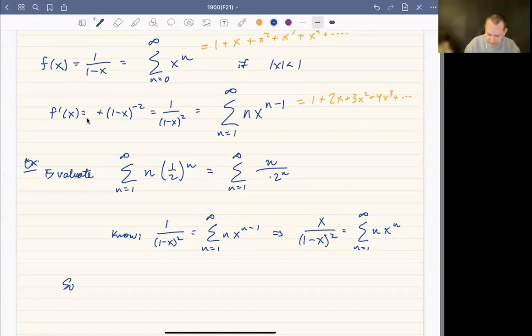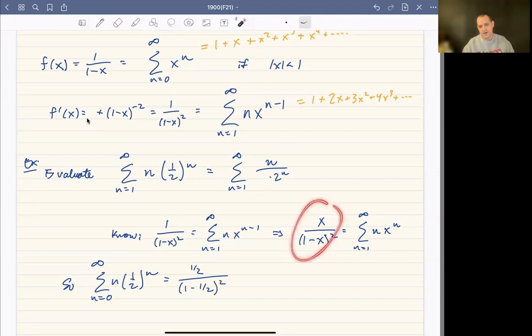So this tells us that the series n times 1/2 to the n, as n goes from 0 to infinity, is going to be 1/2 over 1 minus 1/2 squared. So I'm just looking through and replacing all of our x's with halves, and that's what we get. So this is going to be 1/2 divided by, let's see, 1 minus 1/2 is 1/2. 1/2 squared is 1/4. And so it turns out that this is going to be 4 over 2, or 2.